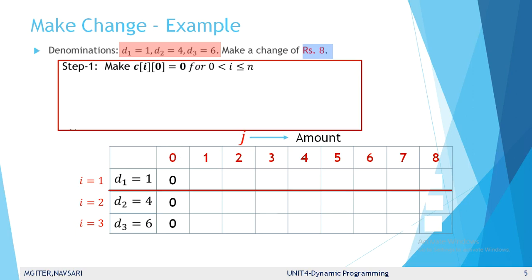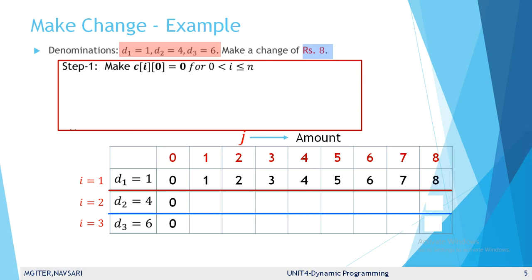Now in the first row, we have a denomination of 1, meaning we have a 1 rupee coin to make the change of this amount. For 1 rupee change, we use one 1 rupee coin. For 2 rupees change, we use 2 coins of 1 rupee. For 3 rupees of change, we use 3 coins of 1 rupee, and for 4 rupees change, 4 coins of 1 rupee, same 5 coins, 6 coins, 7 coins and 8 coins.